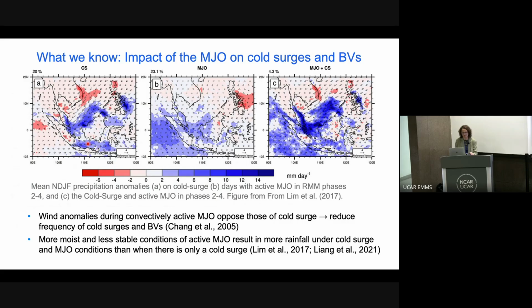During MJO phases 2 to 4, over the same region, you can see the active envelope of MJO convection and the anomalous winds, and you can see they're weaker, but they're also in the opposite direction. So that means the active MJO phase reduces the number of Borneo vortices and also the cold surges. If we combine them, cold surges and active MJO, we still get an increase in precipitation, and that's linked to the moister and less stable conditions associated with the active phase of the MJO.